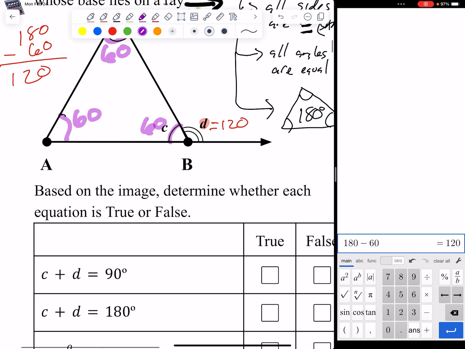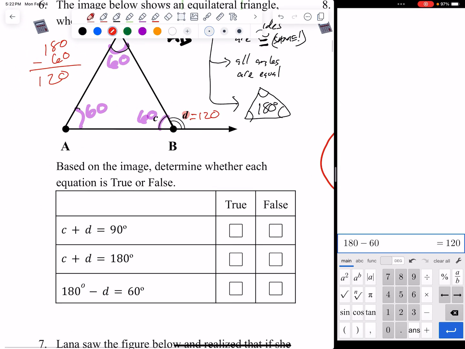So let's just use that to put in the numbers, right? We just got to substitute. So let's see. C was 60, plus D was 120. Does that equal 90? I don't think so. It can't. 120 is already bigger. That's false.